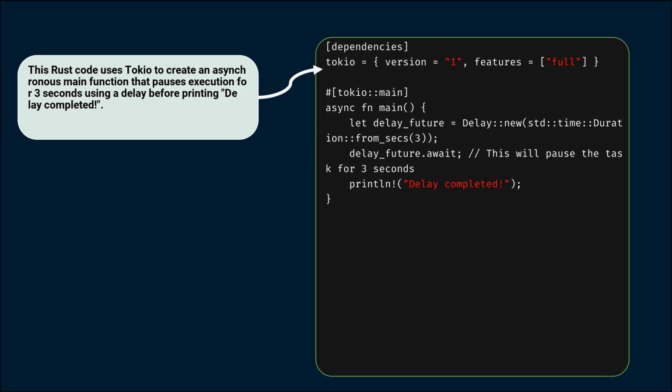We utilize the await keyword on our delay future to yield control back to the executor, effectively pausing the program until the future is ready. After waiting for 3 seconds, our program prints a confirmation message to the console indicating that the delay has completed successfully. This demonstrates how we can handle asynchronous delays within our application flow.